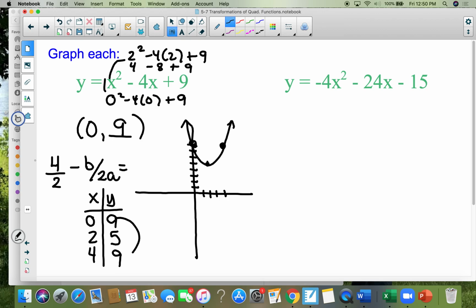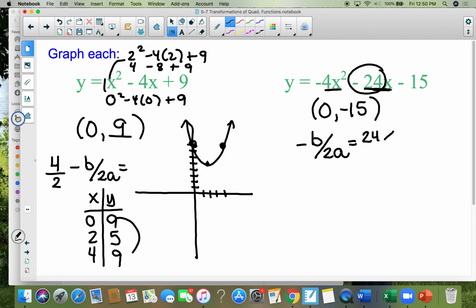Okay, last problem of the day. We're going to do exactly the same thing. When x is 0, this becomes 0, this becomes 0, so it must be a negative 15. It's easy to find the y-intercept. To find the vertex, you have to do a negative b over 2a. A negative b would make it a positive 24.